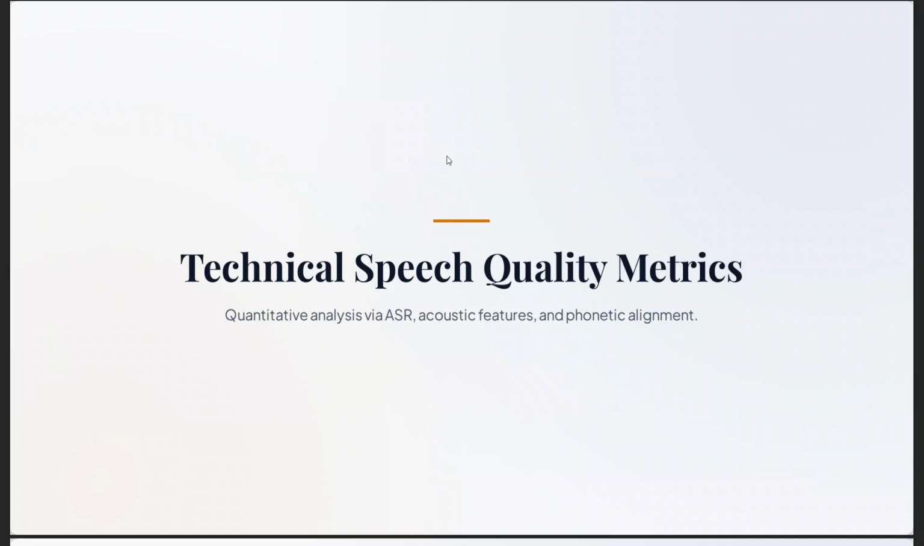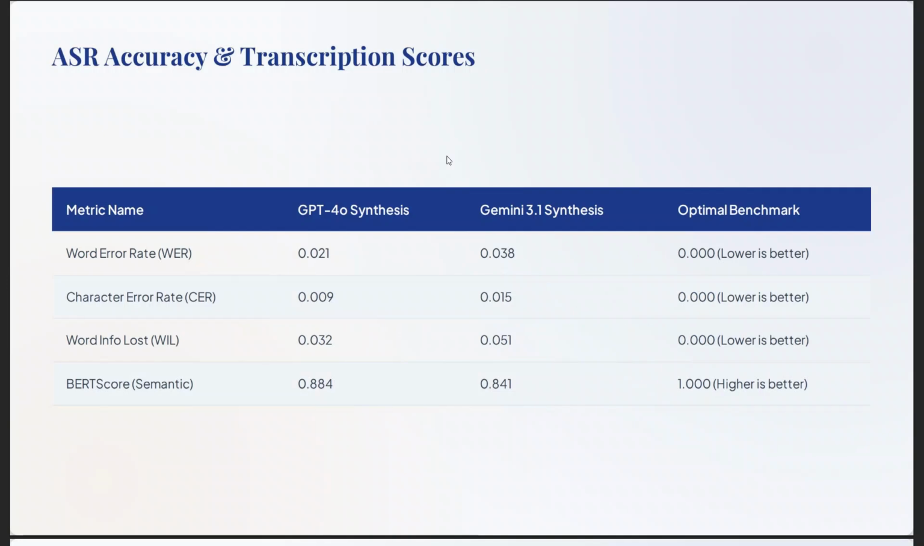Next, we move on to the technical speech quality metrics: quantitative analysis via ASR, acoustic features, and phonetic alignment. The metrics are word error rate, character error rate, word information lost, and BART score. GPT-4o synthesis involves lower word error rate, lower character error rate, lower word information lost, and lower BART score. And Gemini 3.1 has higher word error rate, higher character error rate, higher word information lost, and higher BART score. So these are the different things which are observed.